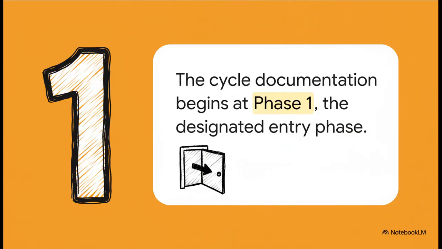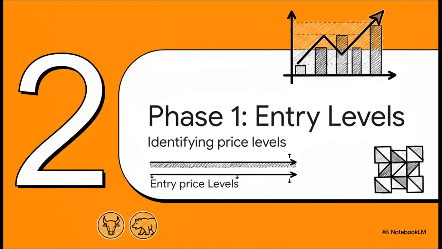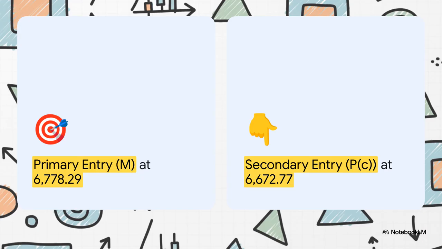Right now, the documented status of this cycle puts us squarely in phase 1, and that, in this system, is the entry phase. So how exactly does phase 1 work? Well, it all kicks off by identifying two very specific designated entry price levels. And here they are, the two distinct entry points for this phase.